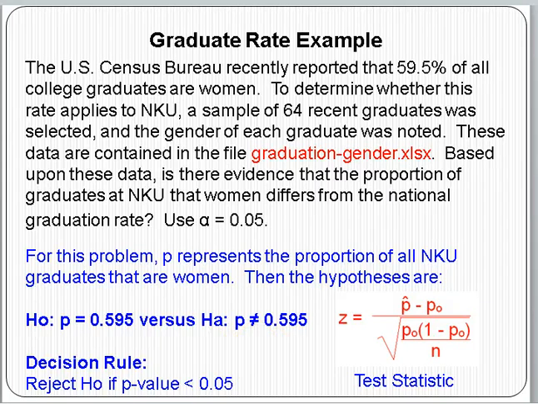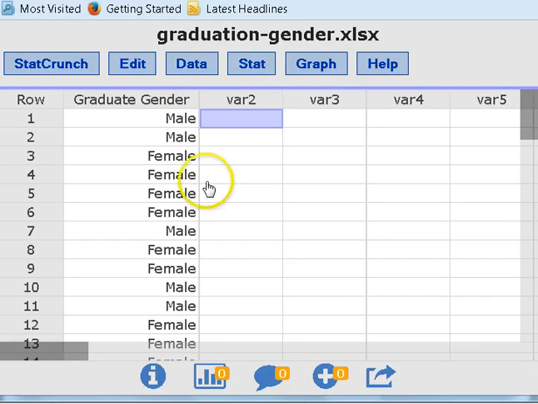Again, for this problem, p represents the proportion of all NKU graduates that are women. And the hypotheses would be that the proportion of graduates that are women is the same as the national average, 59.5% or 0.595, versus that proportion is not equal to 0.595. The decision rule and test statistic are still the same, since we still have a proportion for one sample. Okay, going to StatCrunch, I've loaded the data into StatCrunch.